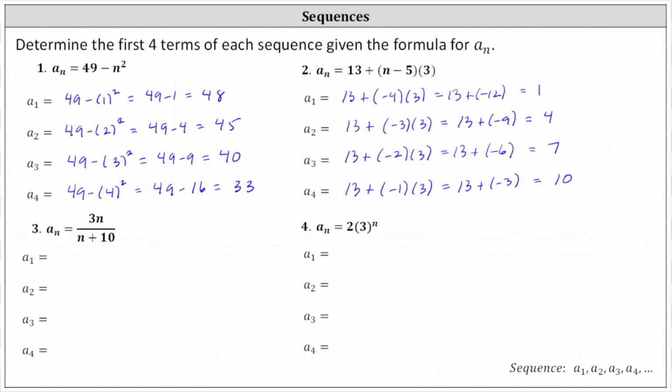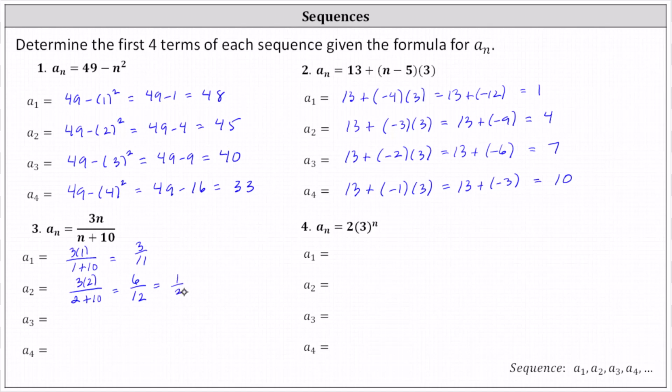For number 3, we have a sub n equals 3n divided by the sum of n and 10. To determine a sub 1, we substitute 1 for n, giving us the product of 3 and 1 divided by the sum of 1 and 10. Simplifying, we have 3/11ths. For this sequence, if the fractions do simplify, we would need to do so. To determine a sub 2, we substitute 2 for n, giving us the product of 3 and 2 divided by the sum of 2 and 10. 3 times 2 is 6. 2 plus 10 is 12, giving us 6/12ths, which is equal to 1/2.